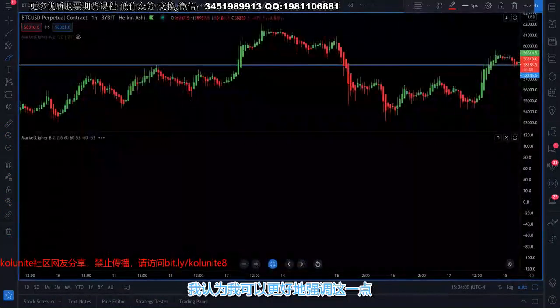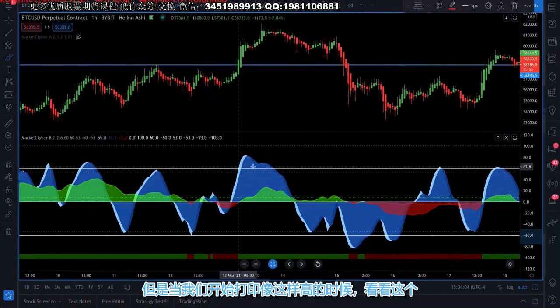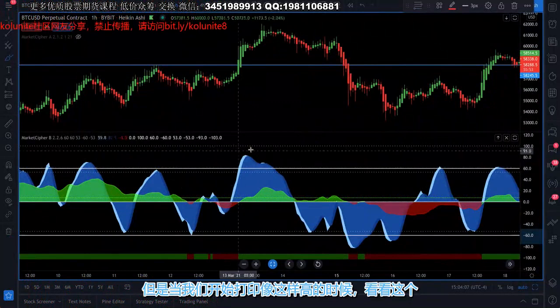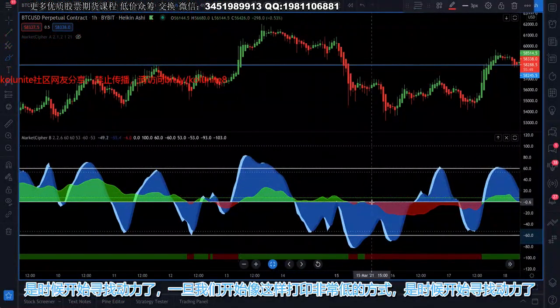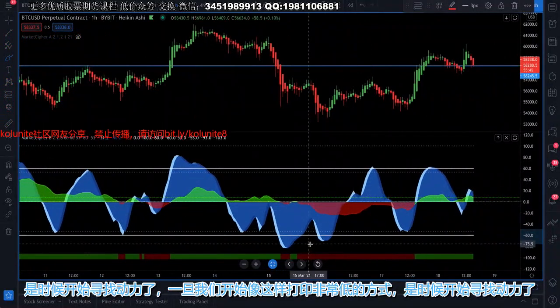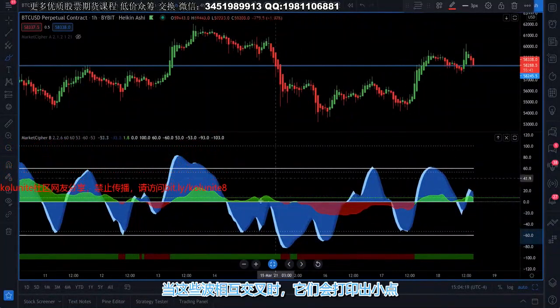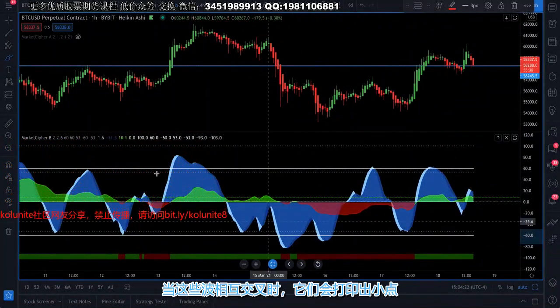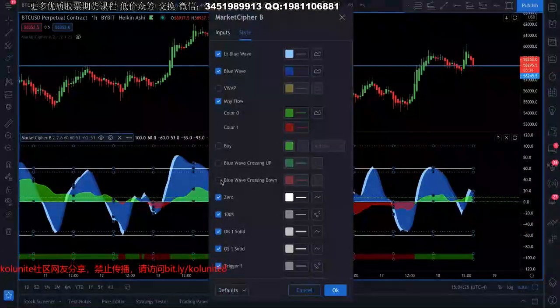I think I can highlight this better. Look at this. When we start printing waves really up high like this, it's time to start looking for momentum to move in the opposite direction. And once we start printing waves really low like this, it's time to start looking for momentum to go back up. When these waves cross over each other, they will print little dots, either a green dot or a red dot. I'll put those on right now.